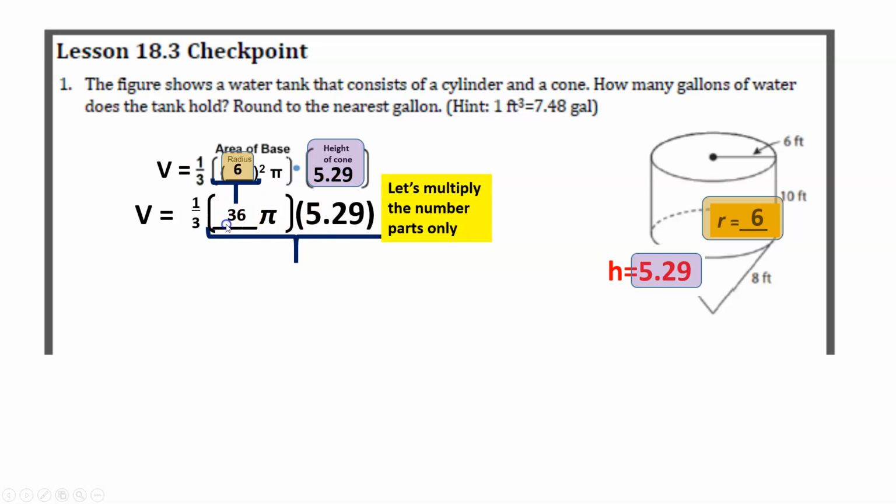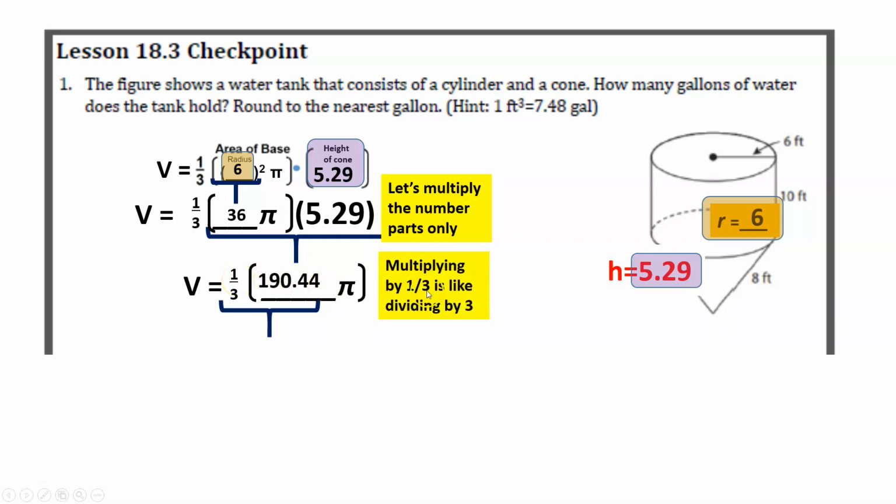36 times 5.29. What would that be? So I did bring down the 1/3 and the pi. What would 36 times 5.29 be? About 190.44. If you round it, that's fine. Last thing we're going to do is let's go ahead and divide that 190.44 by 3. Because remember, multiplying by 1/3 is like dividing by 3. Take a moment, do that now. And unpause. Hopefully you got about 63.4, 63.5.